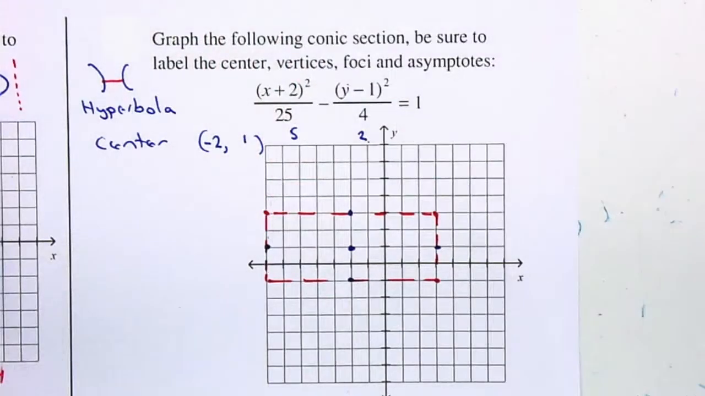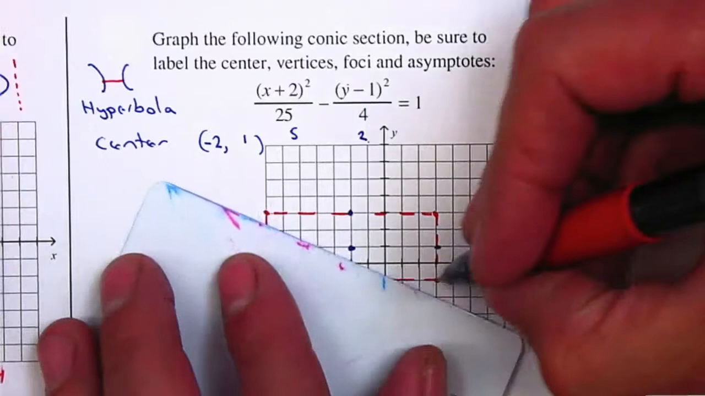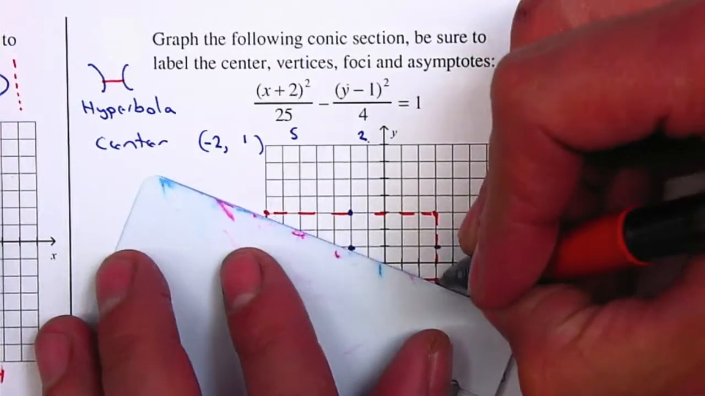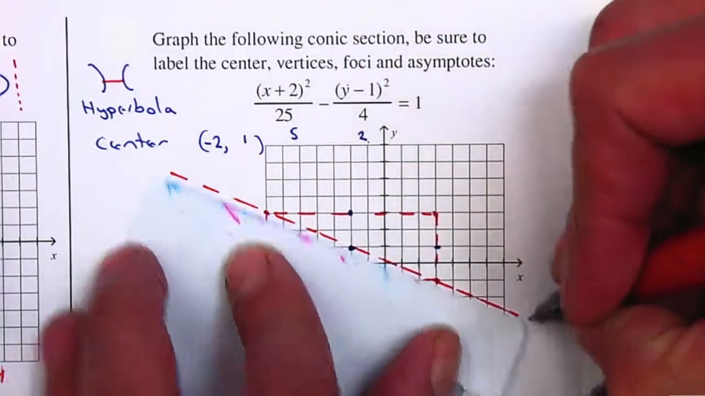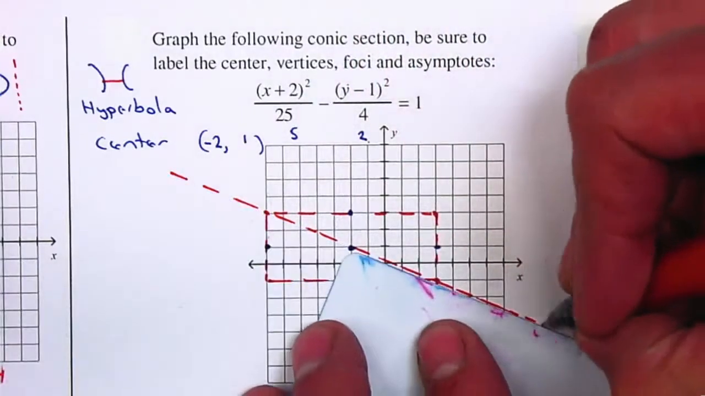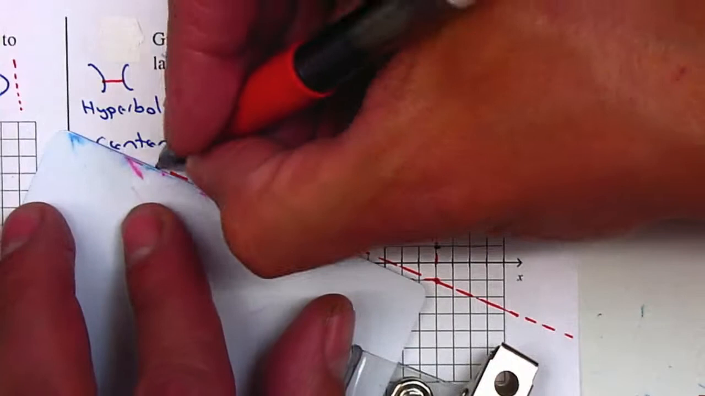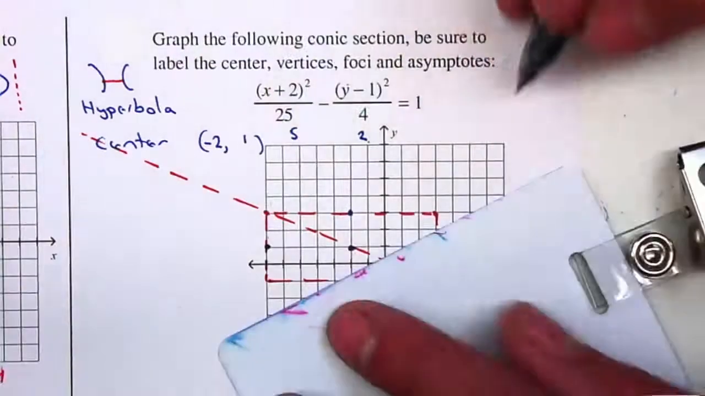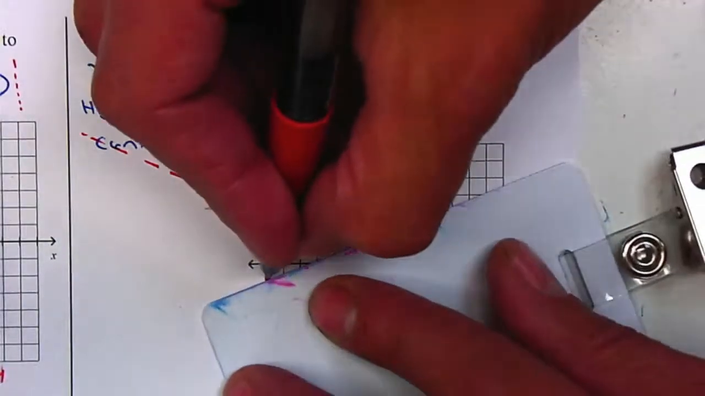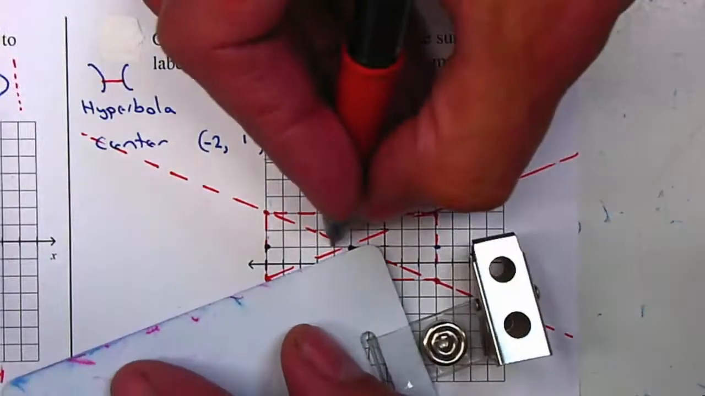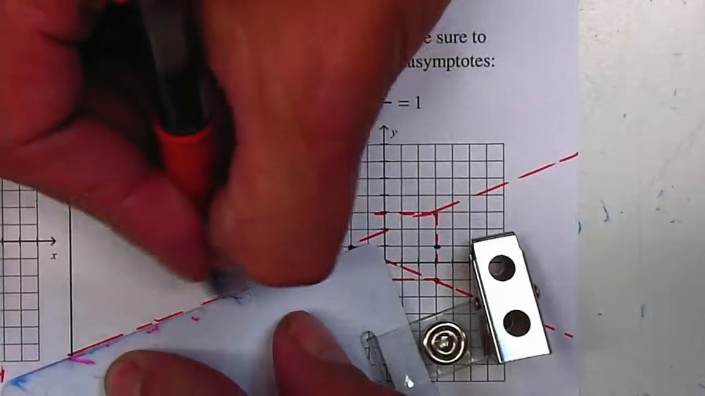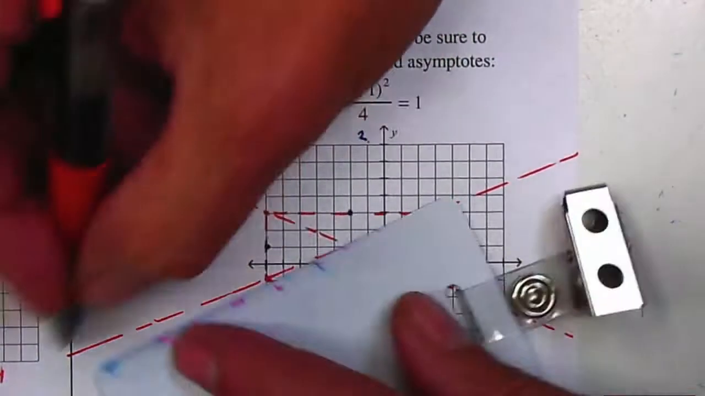From here, I'm going to find my asymptotes. I'm going to connect the corners, and that's the reason that we build the box, so I can build my asymptotes. And I'm going to make it all the way through. My other asymptote will be the same. Use a dashed line because this is not part of your graph. So I connected both corners and that gives me my asymptotes.